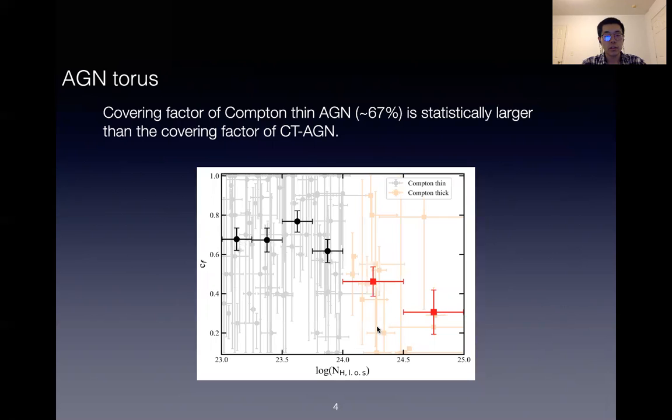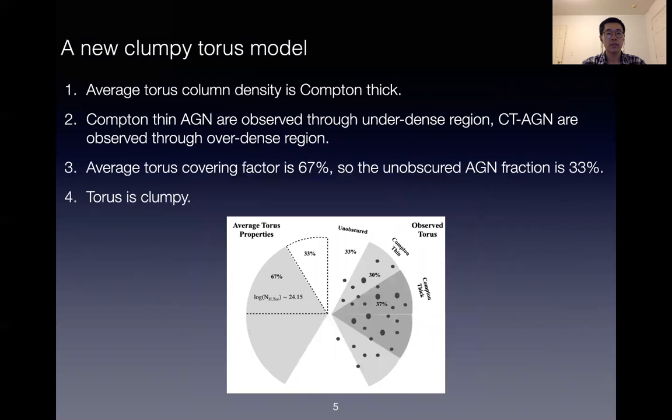In this figure, we plot the line-of-sight column density versus the covering factor of the obscuring torus. And we find that for Compton-thin AGN, the average covering factor of the torus is about 67%, which is much larger than the covering factor of Compton-thick AGN. Since we select an unbiased sample to study the obscuring torus, we assume that this also applies to all different types of AGN.